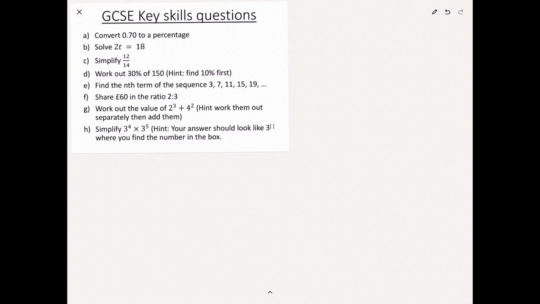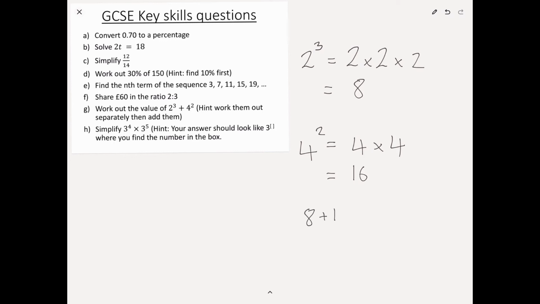And our hint says work them out separately, then add them. Well, 2 to the power of 3, that's the same as saying 2 times 2 times 2. Well, 2 times 2 is 4, times it by 2 again and we get 8. And similarly, 4 to the power of 2, or 4 squared, is the same as 4 times 4, and we get 16 for that. So we've worked them out separately, 8 and 16, we'll add them together. 8 add 16 is 24. So our answer for G, 24.